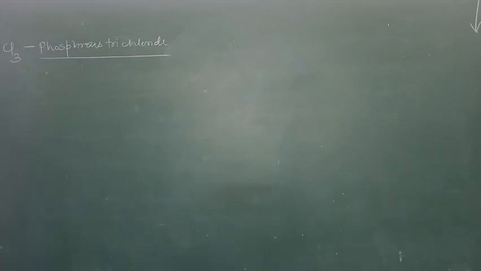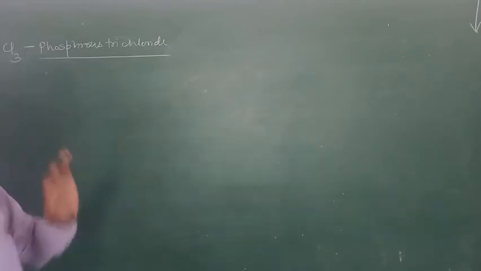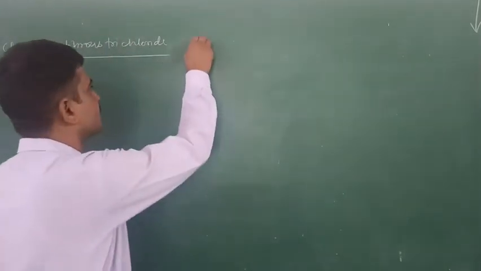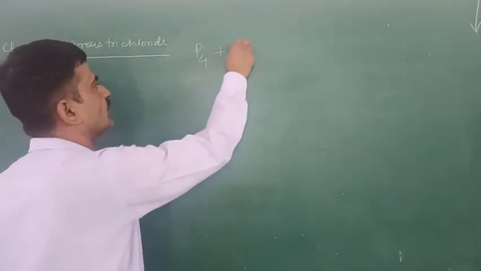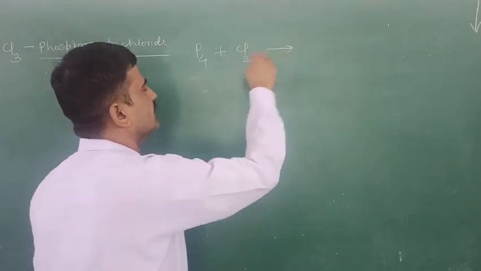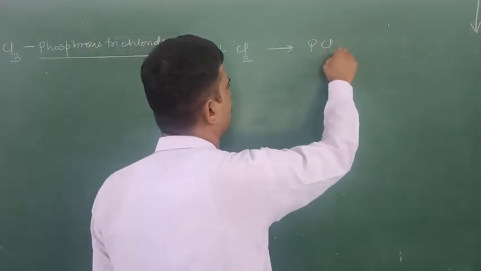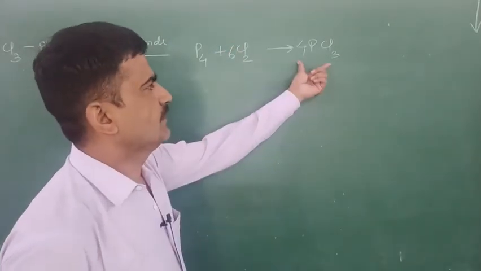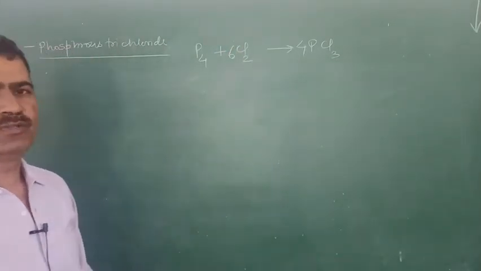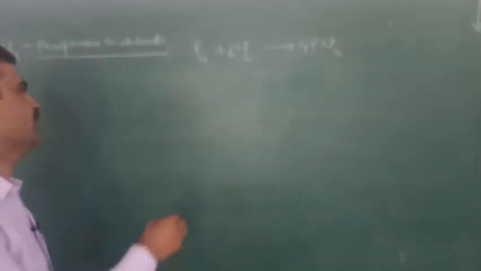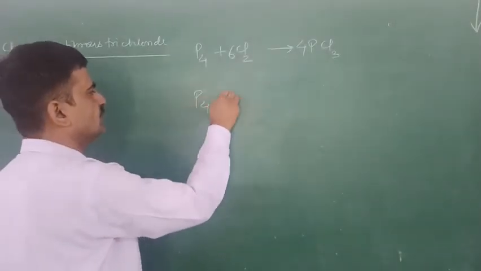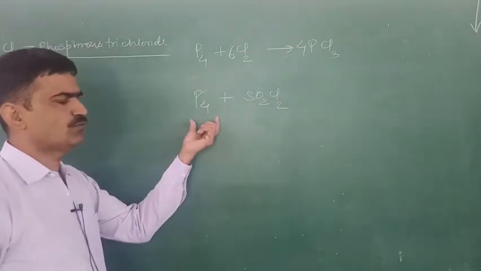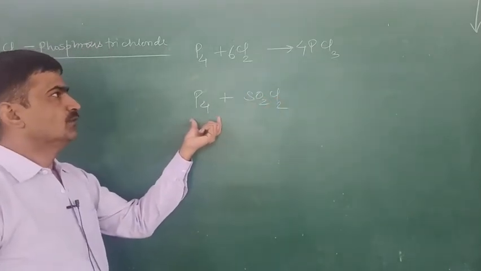In this series, our next topic is phosphorus trichloride. Phosphorus trichloride is formed by reacting phosphorus P4 with dry chlorine gas. It gives you phosphorus trichloride. Phosphorus trichloride can also be formed by reacting phosphorus with thionyl chloride, and this is the best way to form phosphorus trichloride.